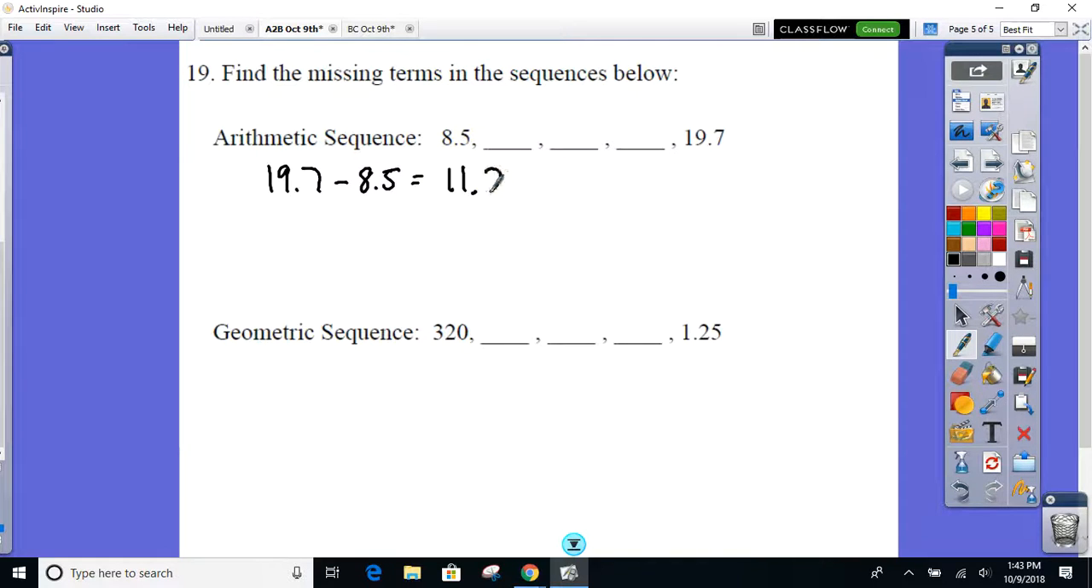How many times am I going to add this certain number? Ready? Once, 2, 3, and I'm going to go 4 times. Everyone see that? I'm going to add the same number 4 times, and it's got to add up to 11.2. So that number I'm adding, 2.8. All right, there you go. So now go ahead and add 2.8 every time, and you should end up with 19.7 for the 5th term. So I got 11.3 as the 2nd term. Got 14.1 as the 3rd term, and then looking at 16.9 for that 4th term.